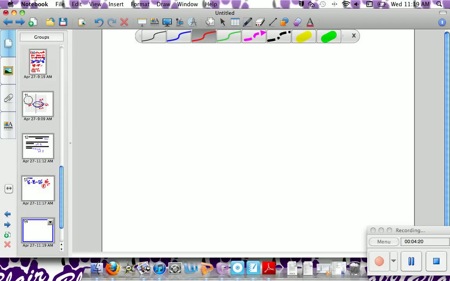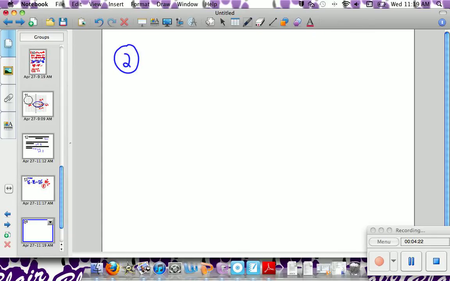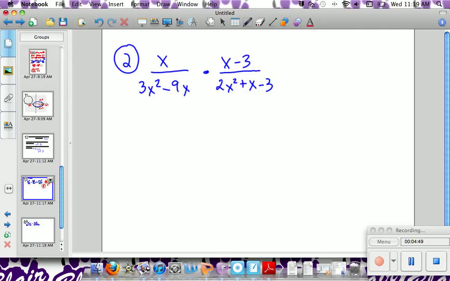All right, example number 2. Keep it on that same idea. We're going to simplify x divided by 3x squared minus 9x, times x minus 3 all over 2x squared plus x minus 3. And we're going to multiply that. This is different than the last one. I want to go back to the last one here for a second.